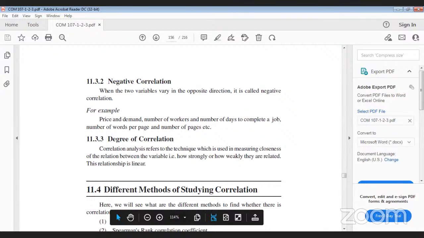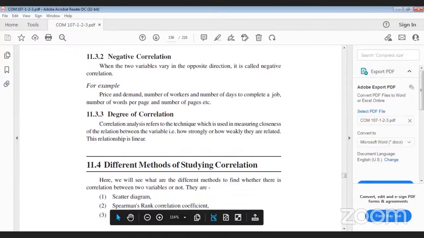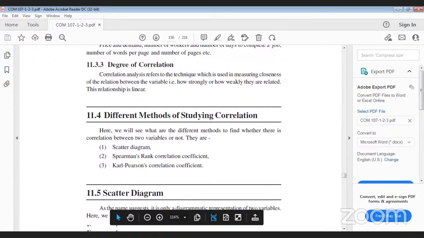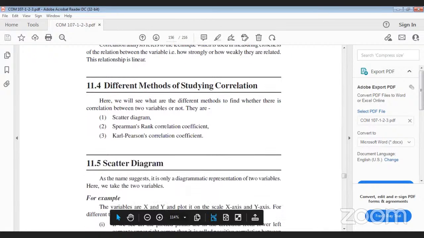And the third point is degree of correlation. Correlation analysis refers to the technique used in measuring the closeness of the relationship between variables, that is, how strongly or how weakly they are related, and this relationship is linear. There are different methods of studying correlation. First one is scatter diagram, second is Spearman's rank, third is Karl Pearson's correlation.